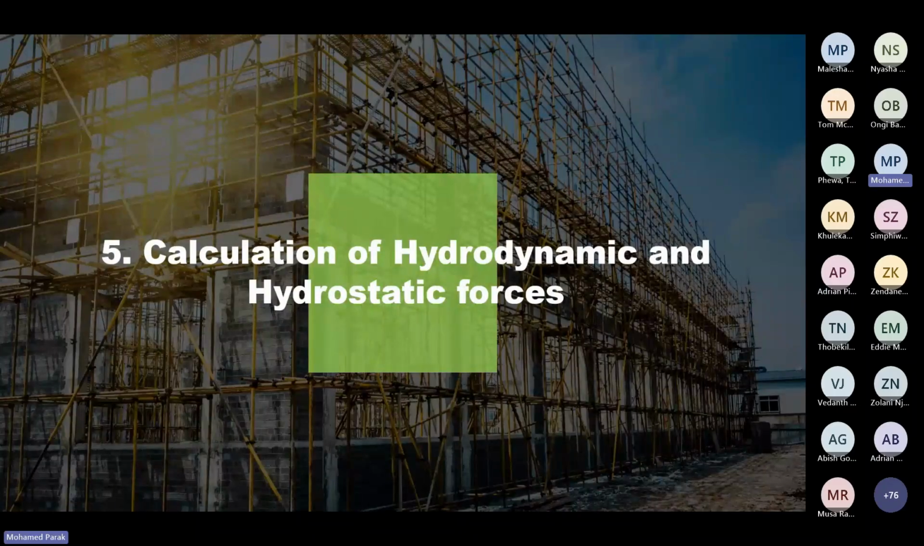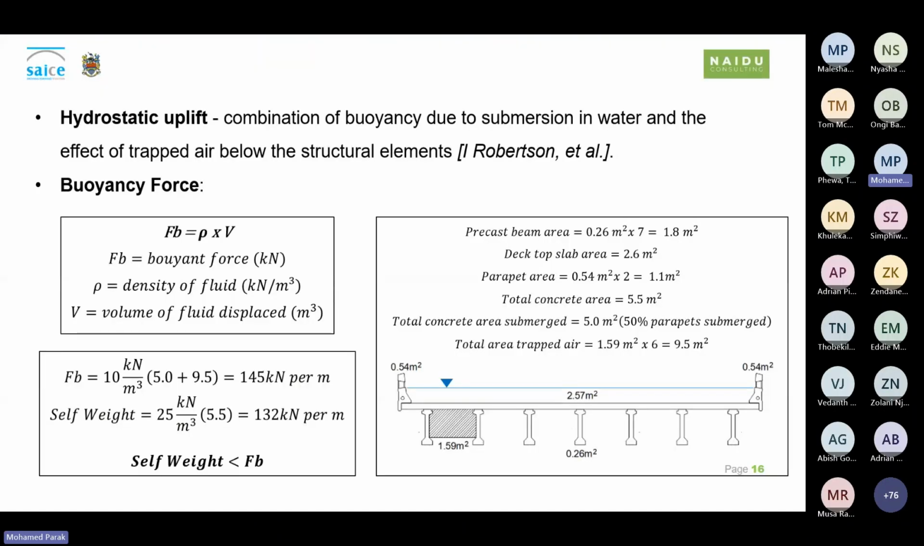Okay, so then we tested the hypothesis on whether there was any hydrostatic uplift or buoyancy forces that caused the bridge to shift downstream. Hydrostatic uplift is the combination of buoyancy due to submersion in water and the effect of trapped air below or between structural elements. Now, the type of deck is important in this case study, because it is precast beams with a deck slab, which does lead to air being trapped when the deck is submerged.